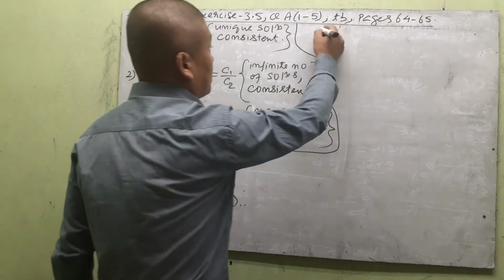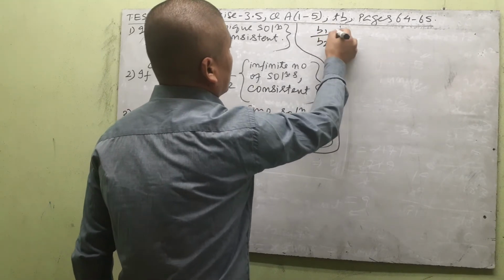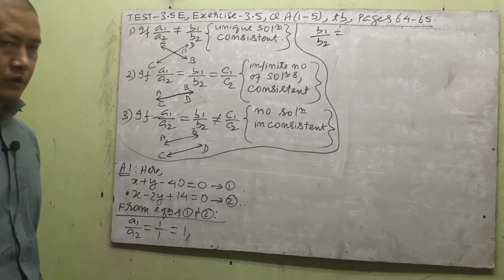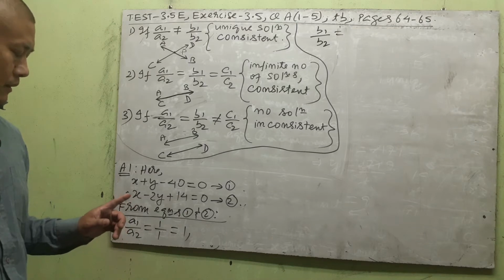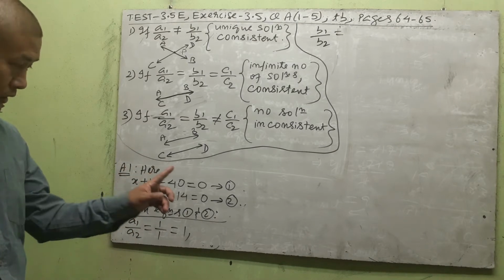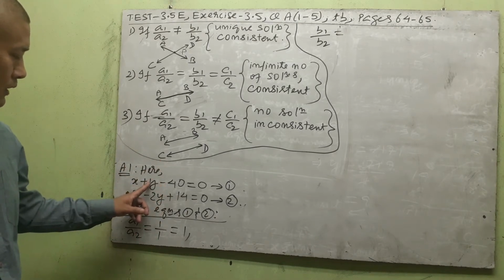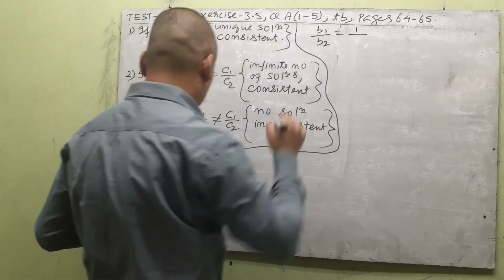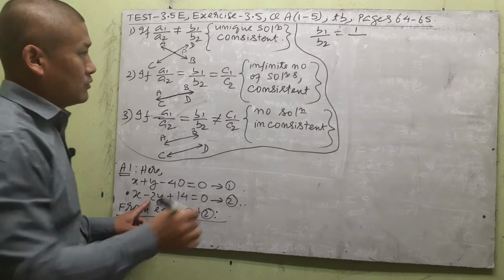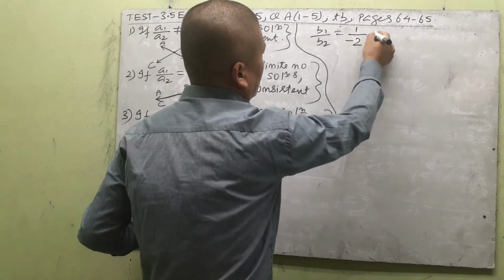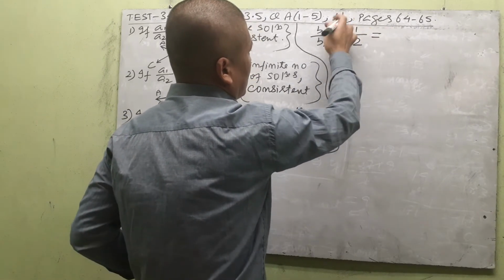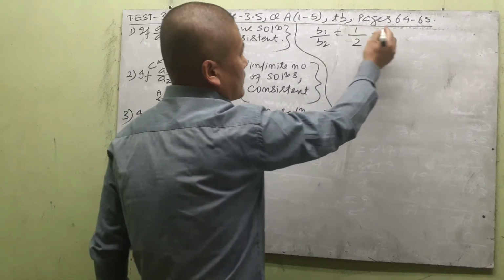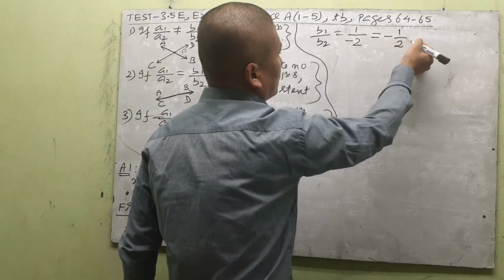Comma, then B1 by B2. Let us do this. B1 and B2 are the coefficients of y in equations 1 and 2 respectively. So B1, here in front of y, no number means plus 1. In front of y here, minus 2. So I just write like that. You can't cancel. If you can, you must. Okay. If there is a minus, we bring it up. So minus 1 by 2.